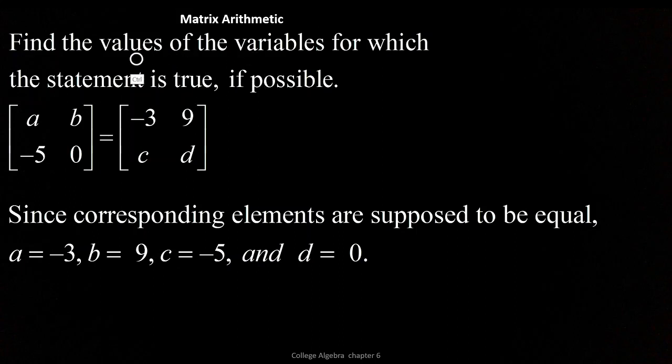Now here it says, find the values of the variables for which this statement is true, if possible. Well, if this matrix equals this matrix, then the corresponding entries have to be equal. So that means A has to be -3, B has to be 9, C has to be -5, and D has to be 0, right? That's it. Based on this idea that we know corresponding entries have to be equal for two matrices to be equal, right? That's all there is to it.